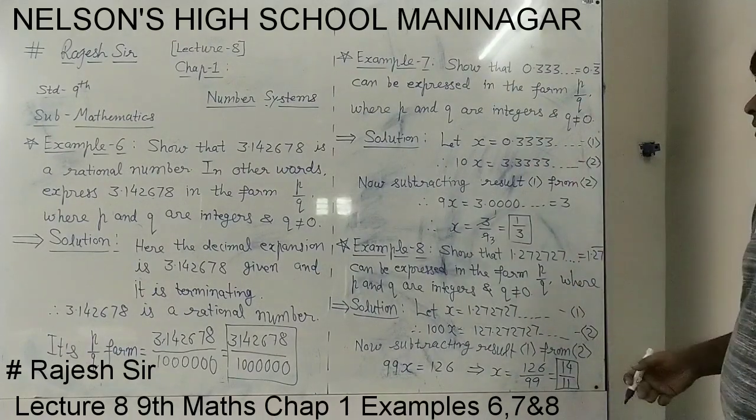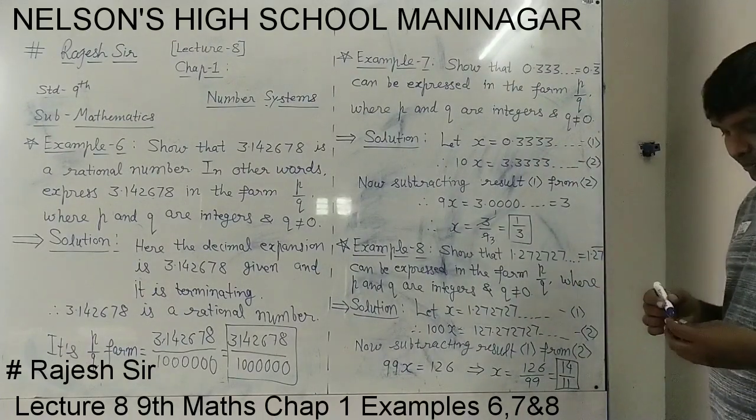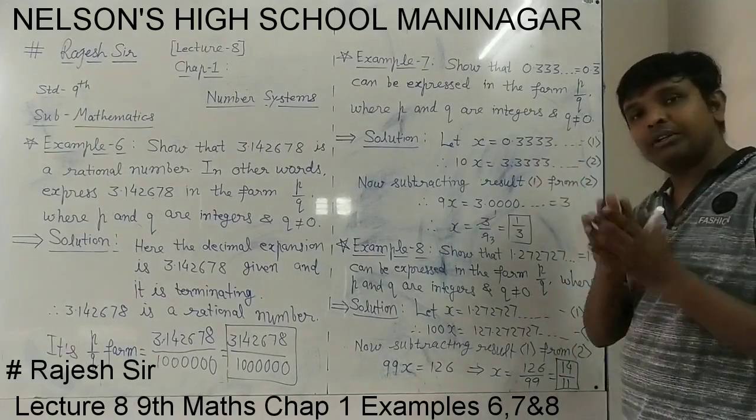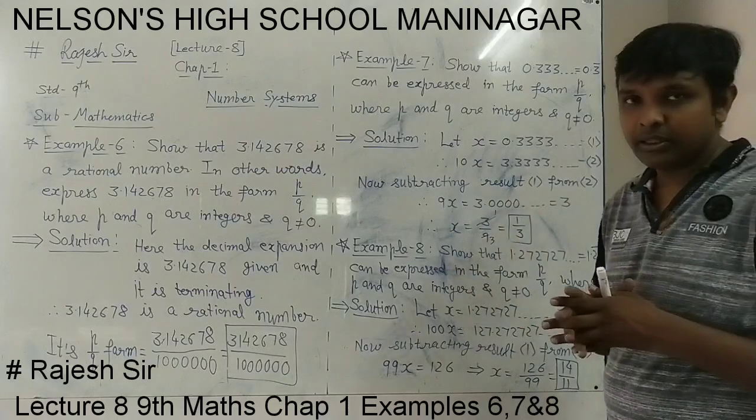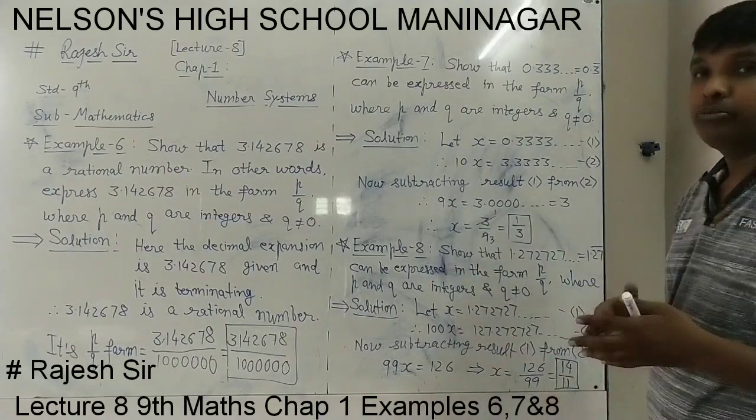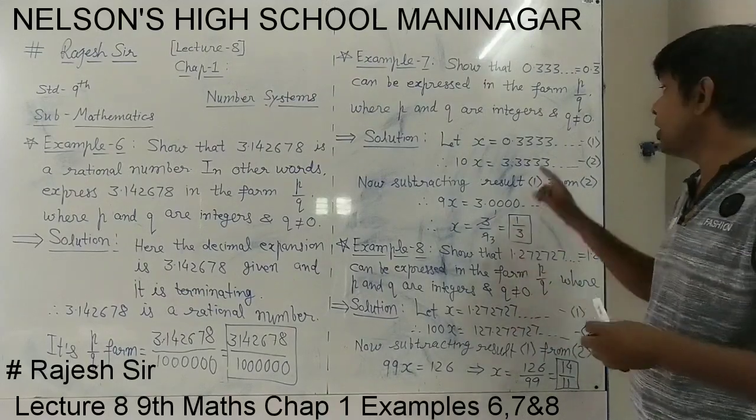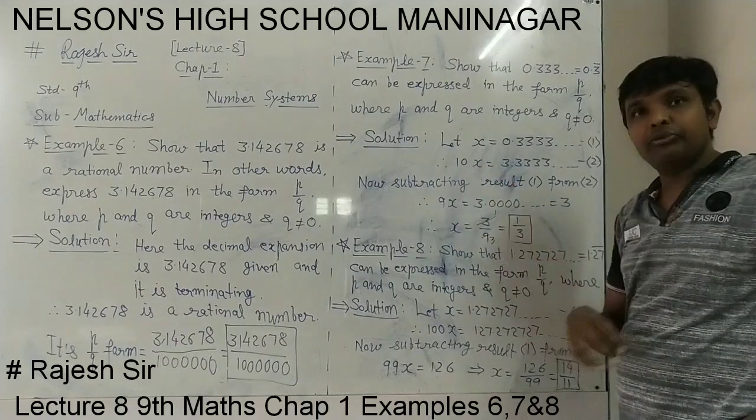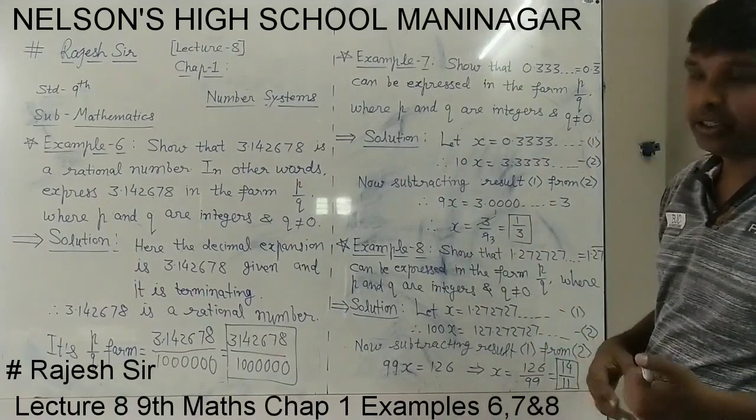This is the tricky method. What to do in that? Once again, if one digit is repeating, first of all the given number we have to consider as x, and then we have to multiply by 10, 100, 1000 or 10,000. Which number will we multiply? It depends on how many digits are repeating. If one digit is repeating, multiply by 10. If 2 are repeating, you multiply by 100.